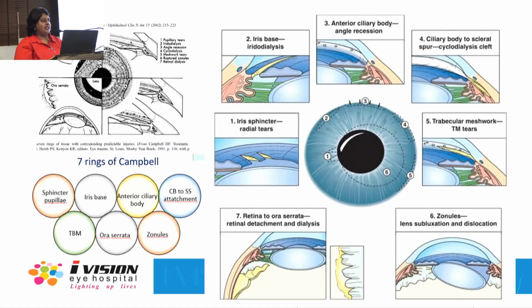These are the 7 rings of Campbell that are important. What you see here is the iris sphincter, where the sphincter tear happens. At the iris base, iris dialysis happens. At the anterior ciliary body, angle recession happens, where the longitudinal and circular fibers split, and in the ciliary body, a cyclodialysis cleft develops. I will come to that subsequently. Trabecular meshwork tears or zonular dialysis can happen, and also retinal detachment and retinal dialysis can happen.